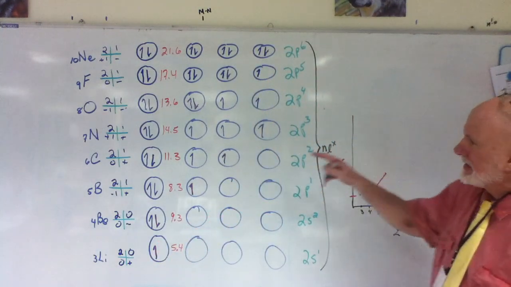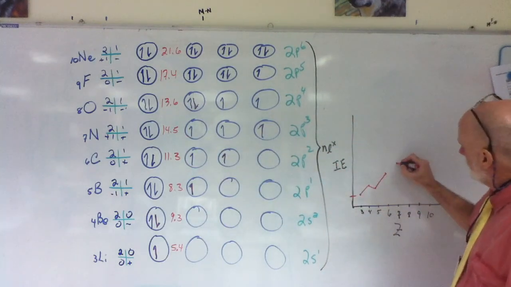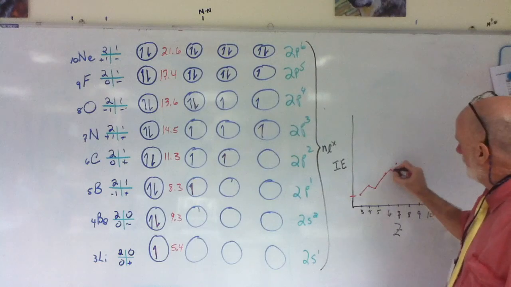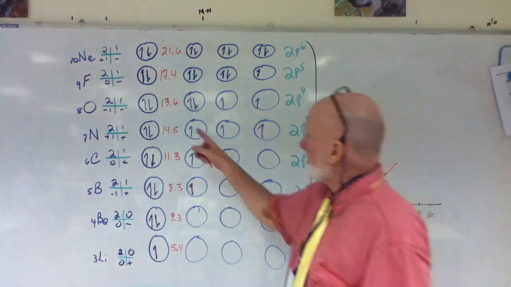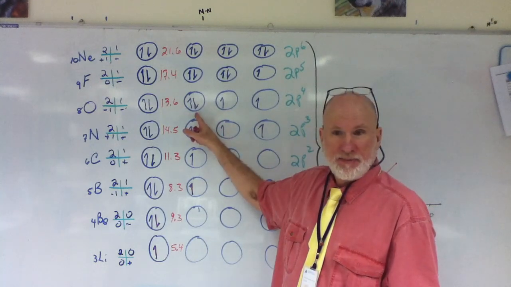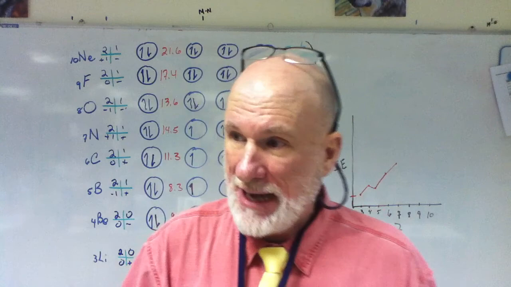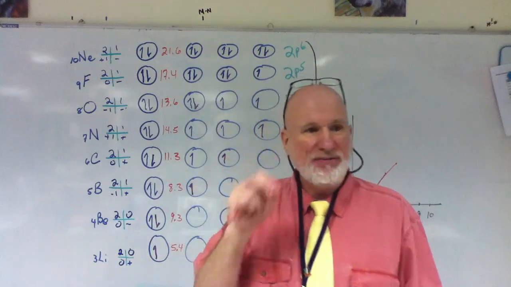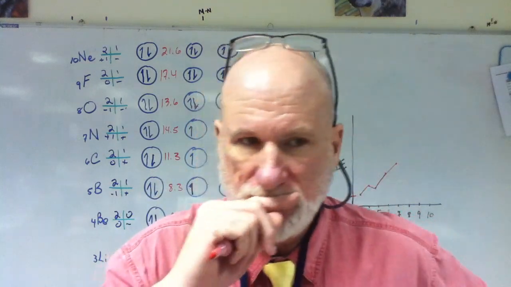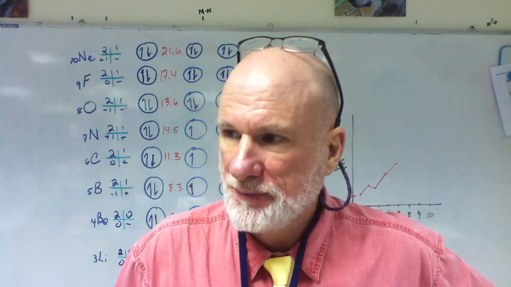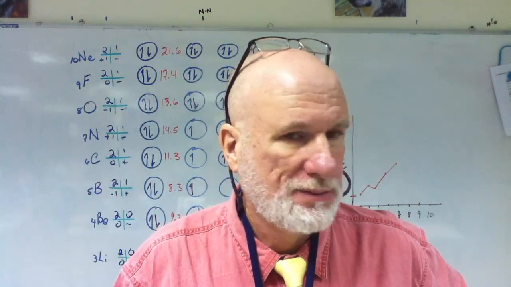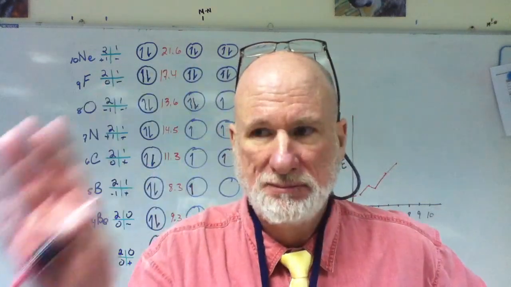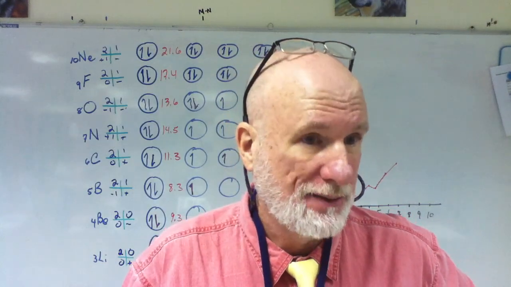Number 6, we did 7, 14.5. So it's going up, right? But look at 8. 8 drops back down. Because look, that electron, I can take that electron out. Again, it's shielded by the p's, but also the half-filled p is extremely stable. And we'll see that when we talk about hybridization. Extremely stable. Half-filled d, extremely stable. Half-filled f, extremely stable. Half-filled p, extremely stable.